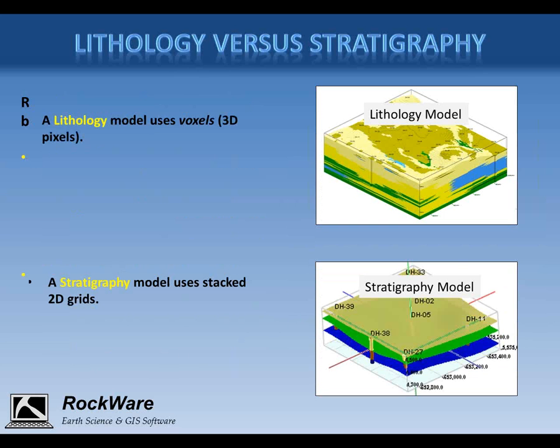Let's take a look at what are some of the other differences of the model in 3 dimensions. So lithology, we're going to be modeling lithology with voxels or 3D pixels, and this can give the display a little bit of a blocky look, but the reason for that is we're using little bitty blocks to model the lithology. A stratigraphy model uses stacked 2D grids.